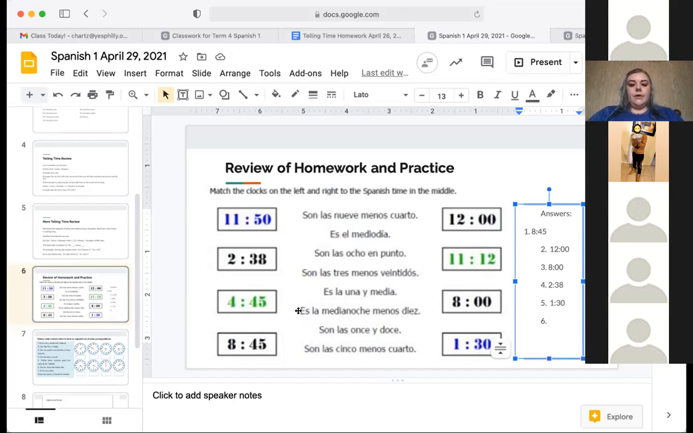For the next one, we have es la medianoche menos diez. So that literally means it's midnight minus 10 minutes. So 11:50. Yes, right here. 11:50. Son las 11 y 12. So that means it's 11 and 12 minutes.